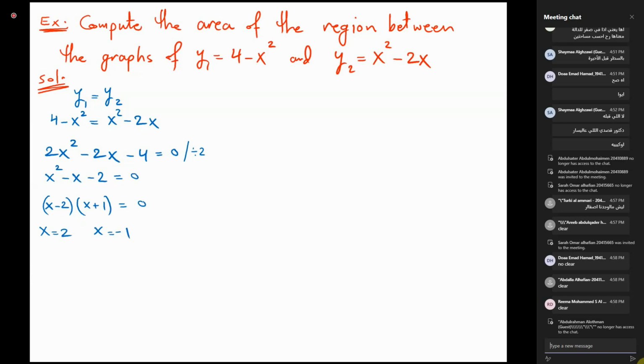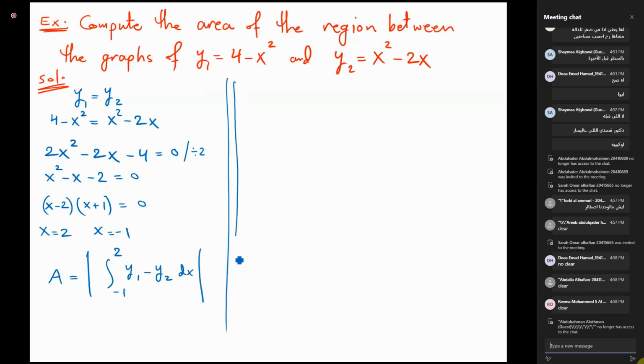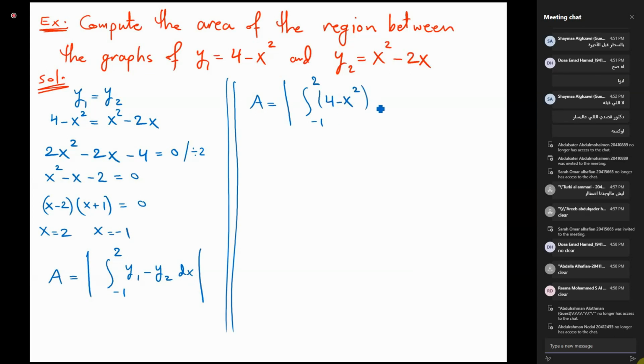Okay, this is the area. This is the bounded area. We need to go from minus 1 to 2. These are the intersection points. And we put y1 minus y2 dx with absolute value. So now find the area. This equals the absolute value of the integral from minus 1 to 2 of y1, 4 minus x square, minus y2, x square minus 2x, dx.